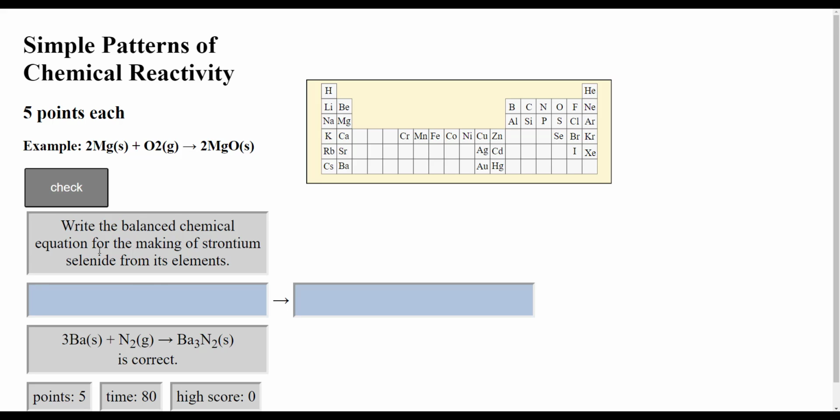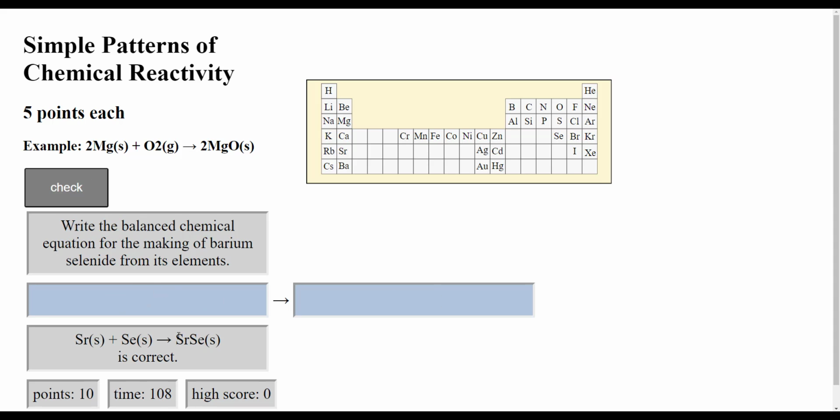Let's try the next one. Write the balanced chemical equation for the making of strontium selenide. So strontium is Sr and selenium is Se, and those are both solids at room temperature. I need to put a plus sign, a space between them. And now what are the charges on these? Well, the strontium is +2 and selenium is -2, so they're all balanced out. And the whole equation is balanced, so we can just check that one right away and say, yeah, that looks right. And then it reformats it for us and says it looks pretty good.